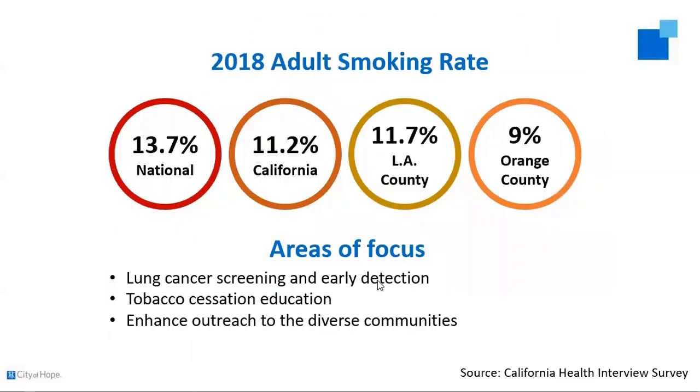This is the latest information we have about the smoking rate for adults. Nationally, we are at about 13.7% current smokers right now. California is a little bit lower than that. We are currently at 11.2%. LA County in general is slightly higher than the state of California at 11.7%. But Orange County, as you can see, has a lower percentage of 9% as of 2018.